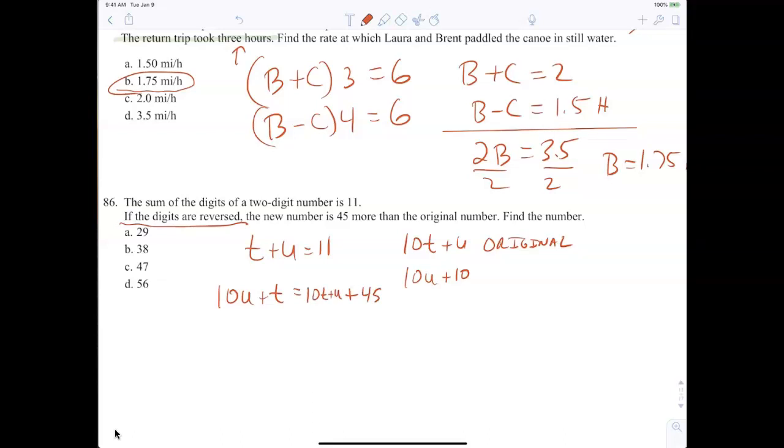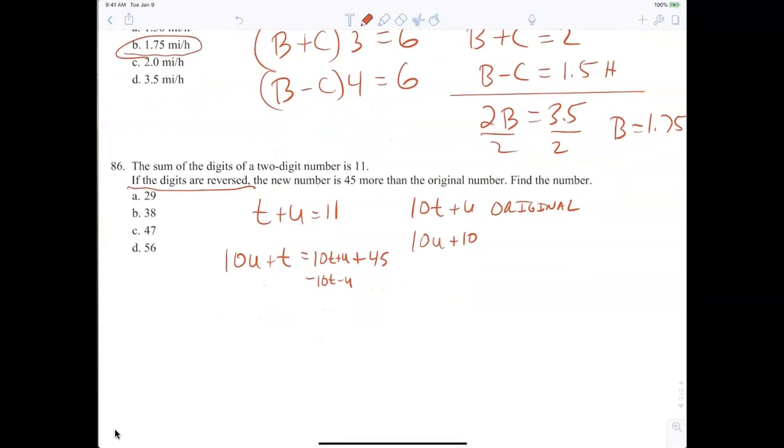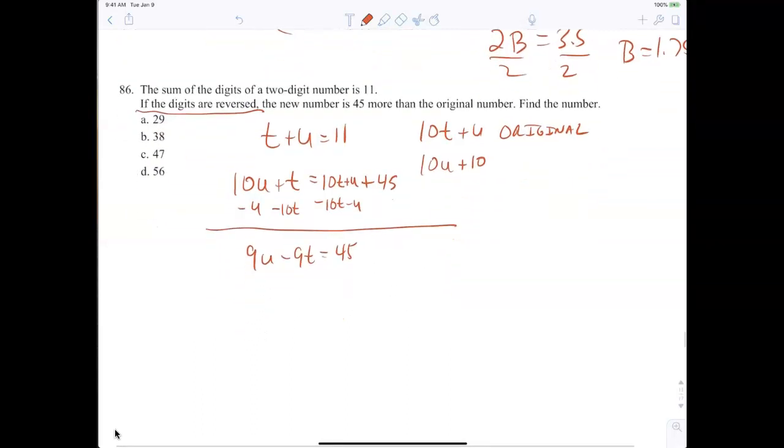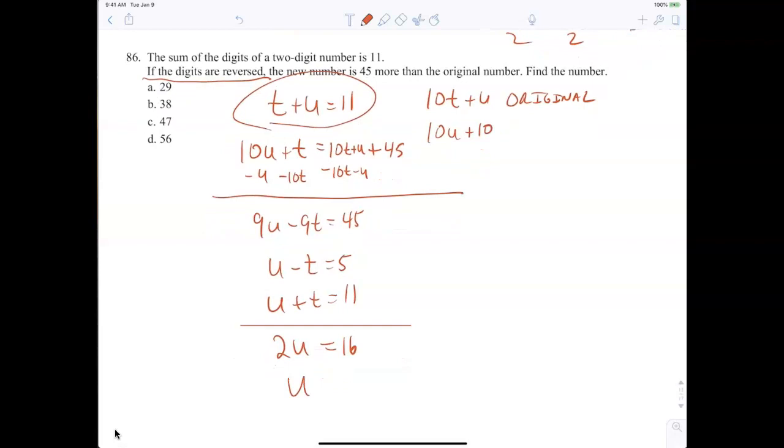So now we're going to combine terms here. I'm going to subtract 10t and subtract u. So if I subtract 10t and subtract u, I have 9u minus 9t equals 45. Now I can divide by 9, u minus t equals 5. And then up here, I'm going to bring down u plus t equals 11. Add that together. 2u equals 16. So the units digit is 8. The only one with that is B.